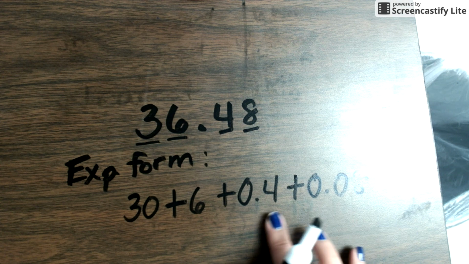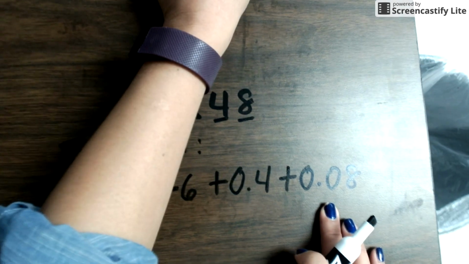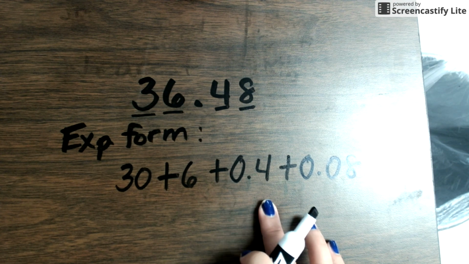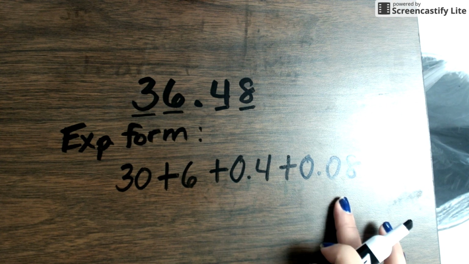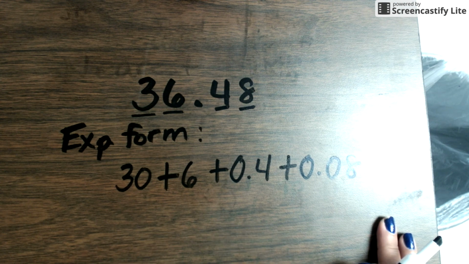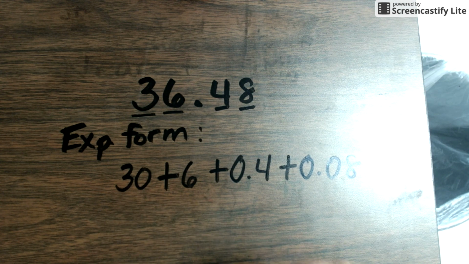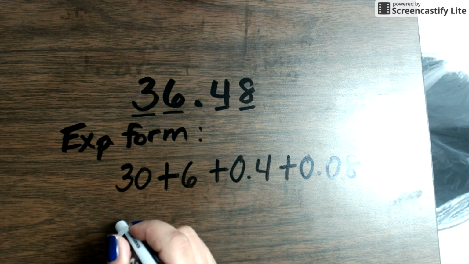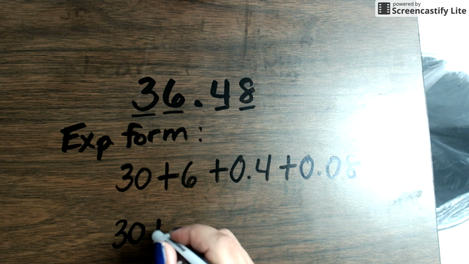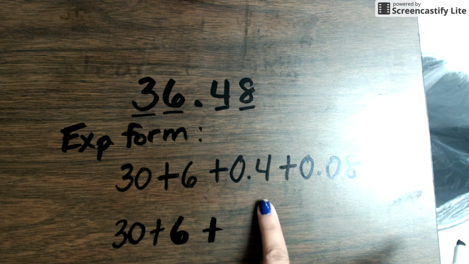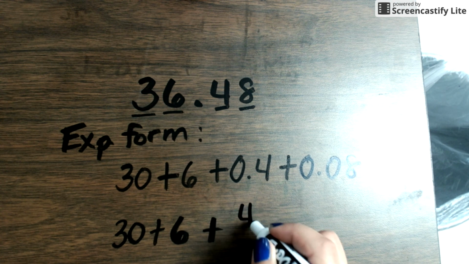However, when you get to these two decimals over here, we learned in class that those decimals relate to fractions as well. So 4/10 is a decimal for the fraction 4/10, and 8/100 is the decimal for the fraction 8/100. So if I were to rewrite this in expanded form using the fractions, it would look like this instead. 30 is a whole number, so 30 would remain the same. 6 is a whole number, not a fraction, so it would remain the same.